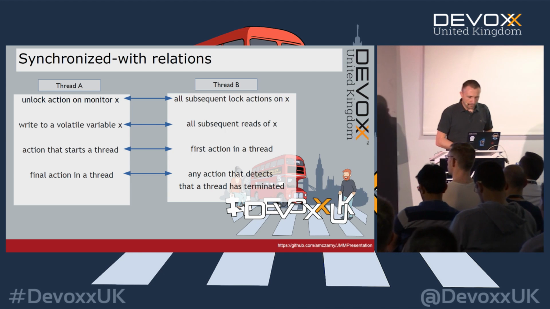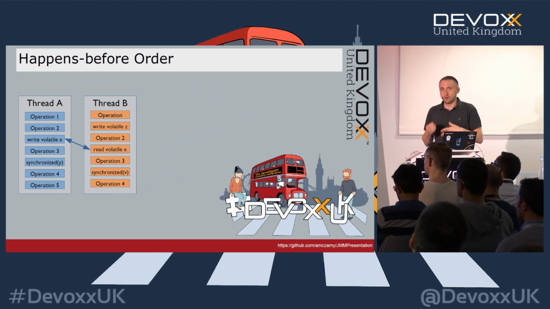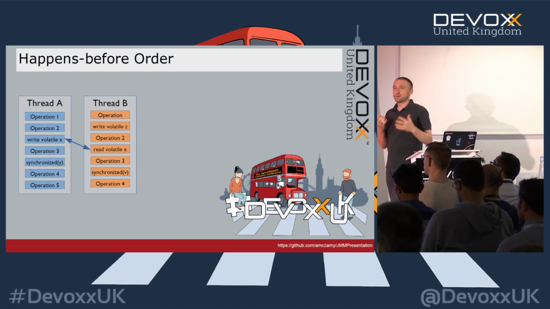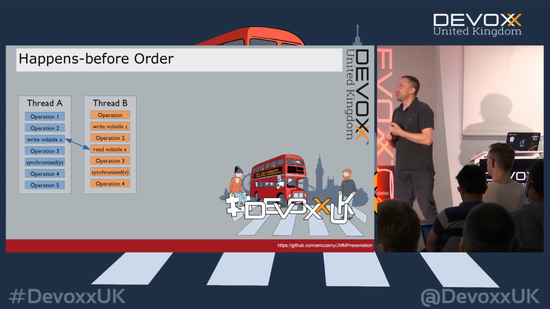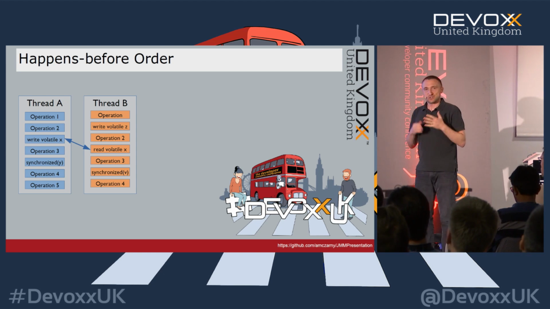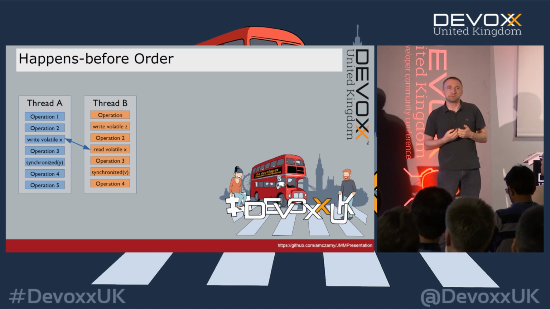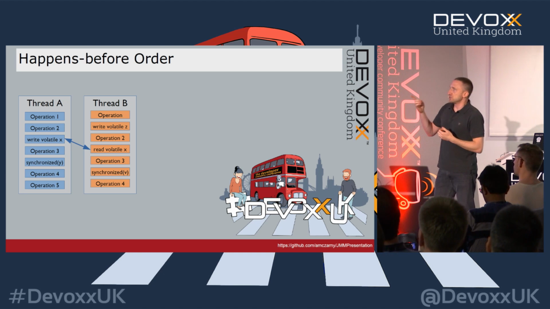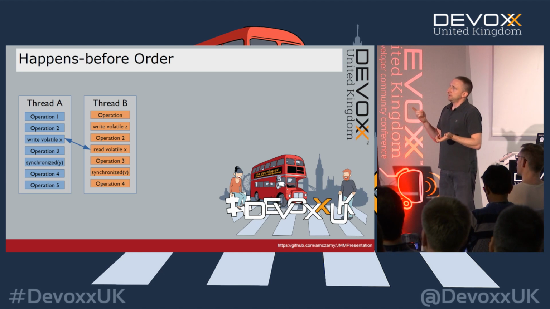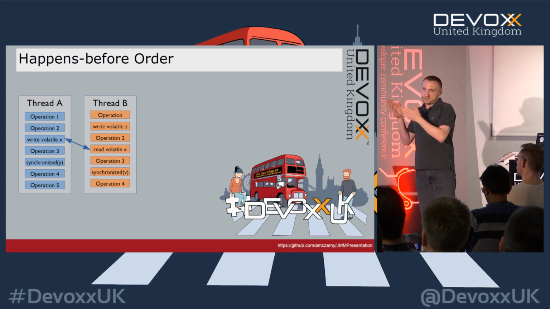Why do we need them? Well, as I mentioned, we want to order something, right? So we need the happens-before order. That's the most famous order. And for single-thread execution, if you have just thread A, it's quite easy to reason about, because if operation 1 comes before operation 2, then operation 1 happens before operation 2. It's like single-thread execution.